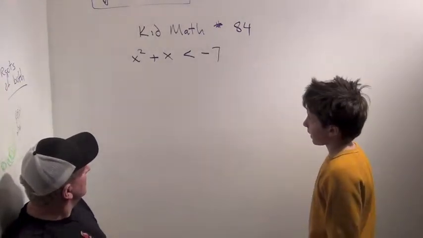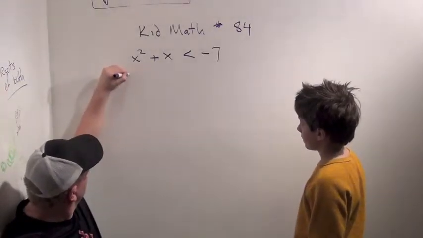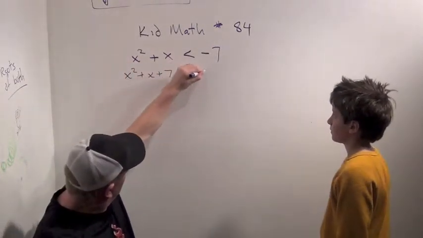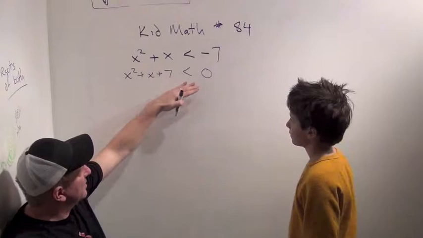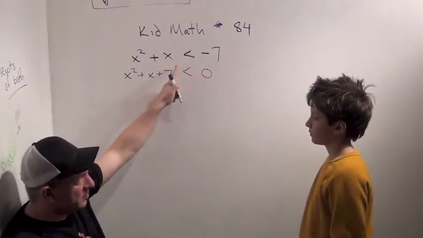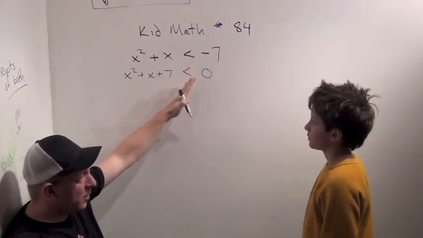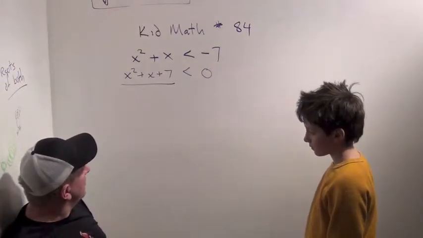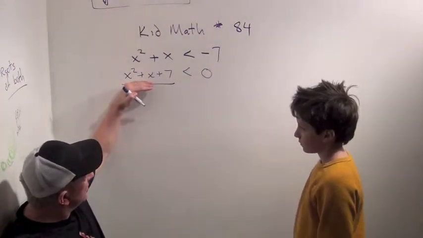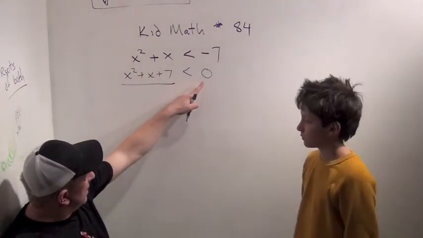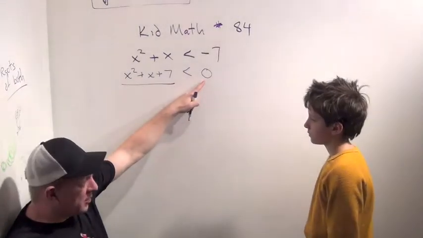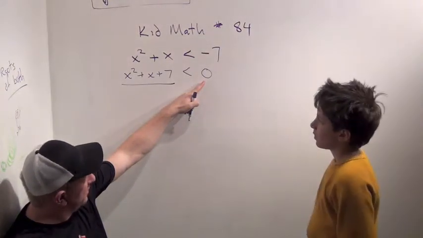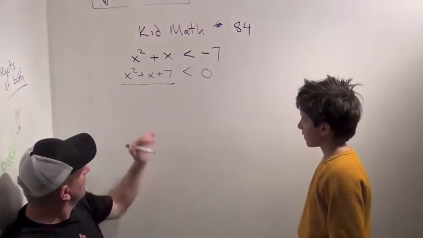Well, first we'll do x squared plus x plus 7 is less than 0. All we did was add 7 to both sides, and that will preserve the inequality, right? Yes. So now we're going to try to understand this quadratic expression. We always like having inequalities with 0 on one side because those are easier to deal with. Okay, how is this going to factor?